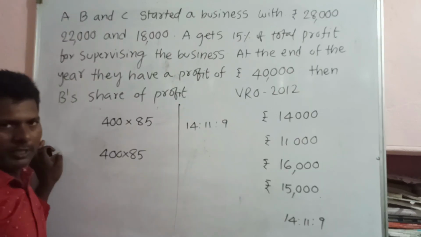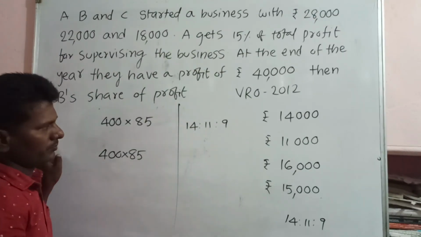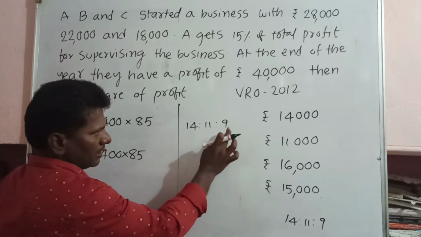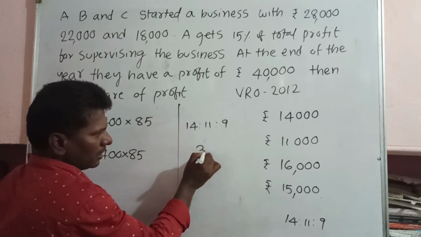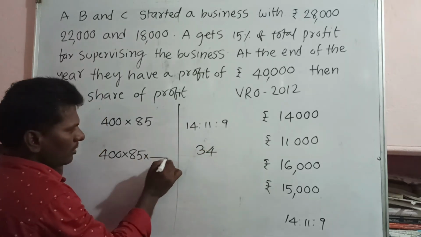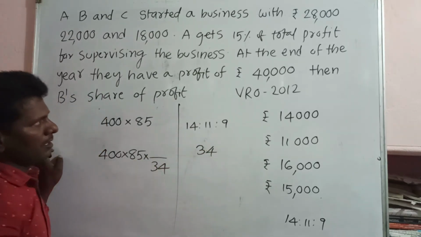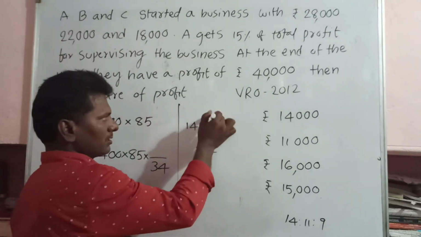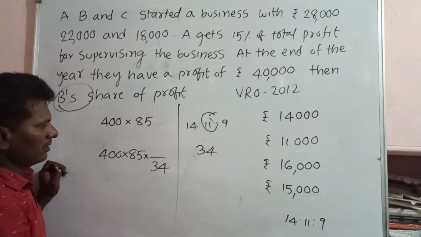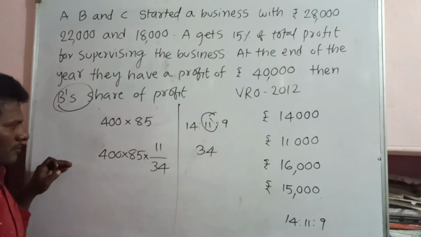This profit should be distributed in this ratio. Total parts are 9 plus 11, 20, 20 plus 14, 34. So total parts are 34. We have to find out B's share. B gets 11 parts. So I am writing here 11.